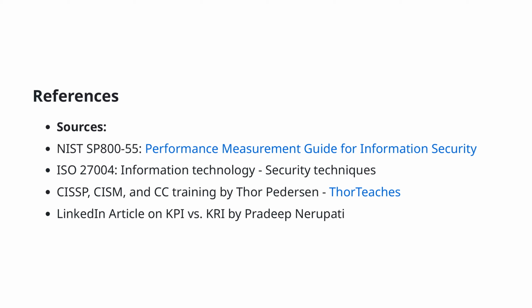Now, let's dive into the references that were used throughout this course. First, we have the NIST SP 800-55, which is the Performance Measurement Guide for Information Security. This guide offers comprehensive frameworks for measuring the effectiveness of your information security programs. Next, the ISO 27004 standard provides guidelines for information technology security techniques. This standard is crucial for understanding how to implement and manage information security measurements.